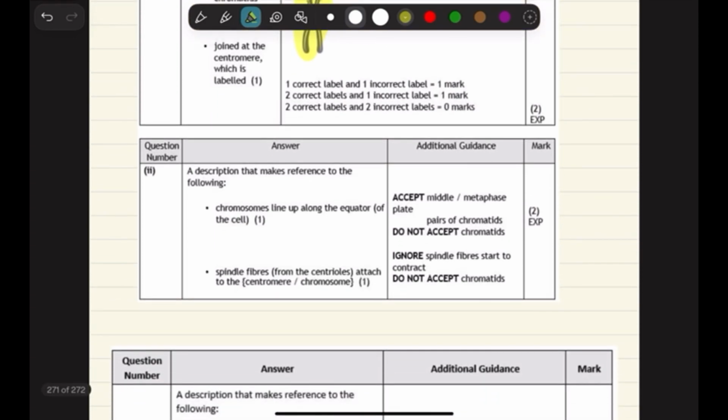And then also what we need to say is during metaphase, you're lining the chromosomes or the sister chromatids along the equator, right? So there along the equator, the spindle fibers form or they attach to the centromere. Now, I don't know why it's not saying do not accept chromatids. That is a bit odd to me because it is sister chromatids. So I would kind of ignore this bit of the mark scheme, to be honest, because sister chromatids should be fine for this part. Cool.